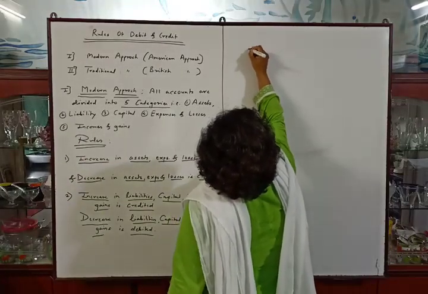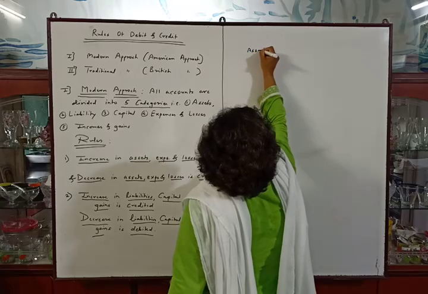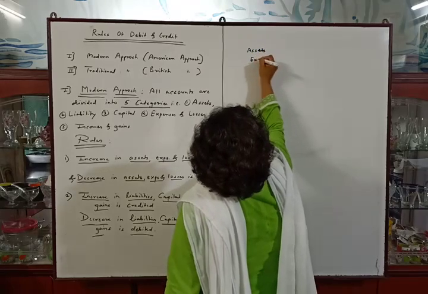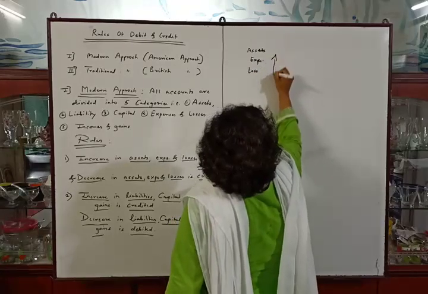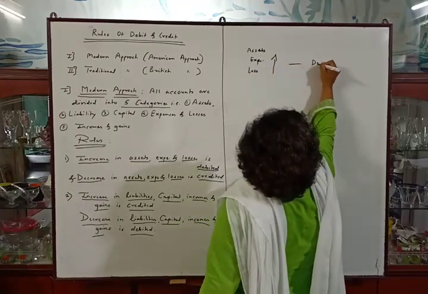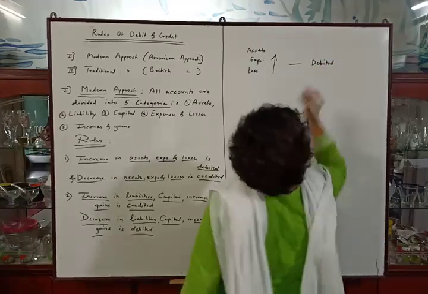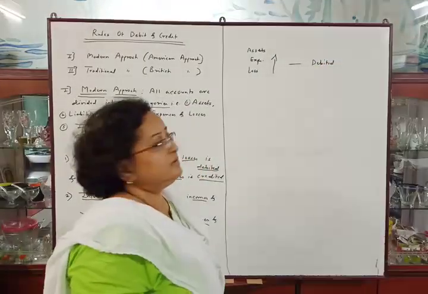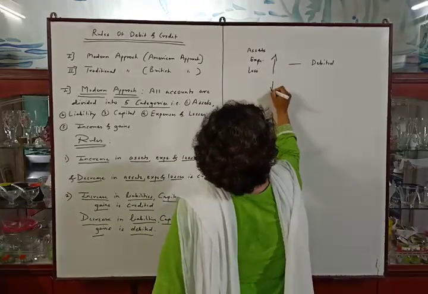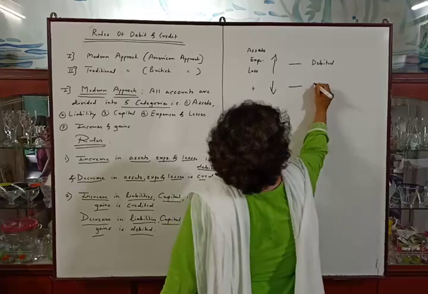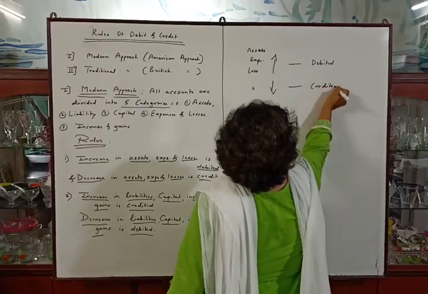If assets, expenses and losses increases, then they are to be debited. This is in short form to revise. And if there is decrease in assets, expenses and losses, it should be credited.